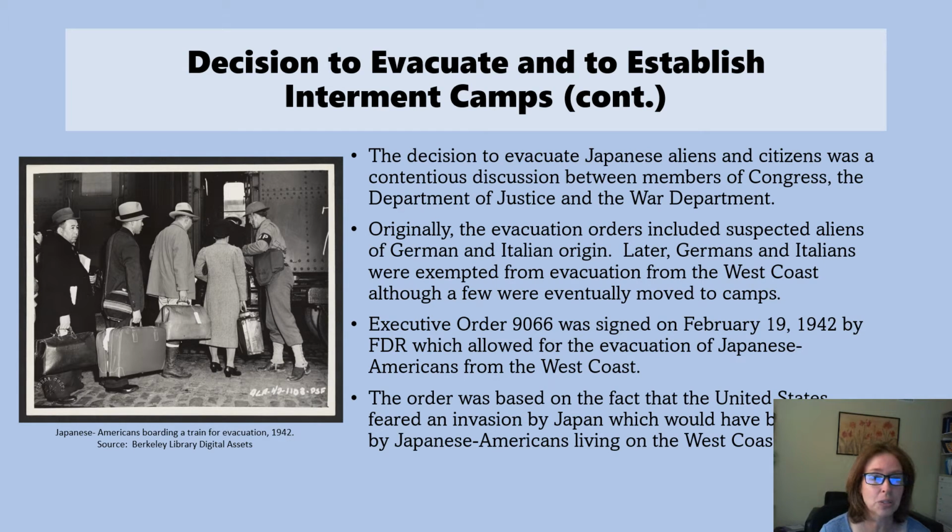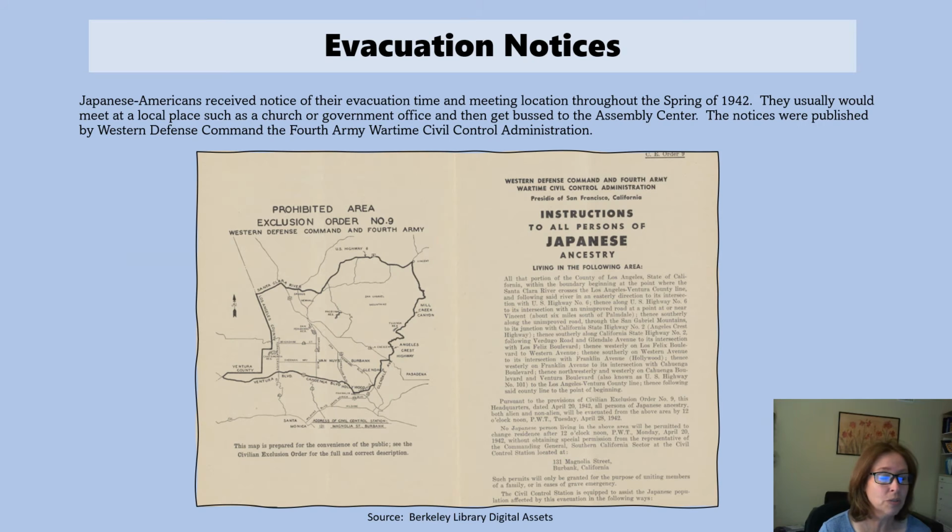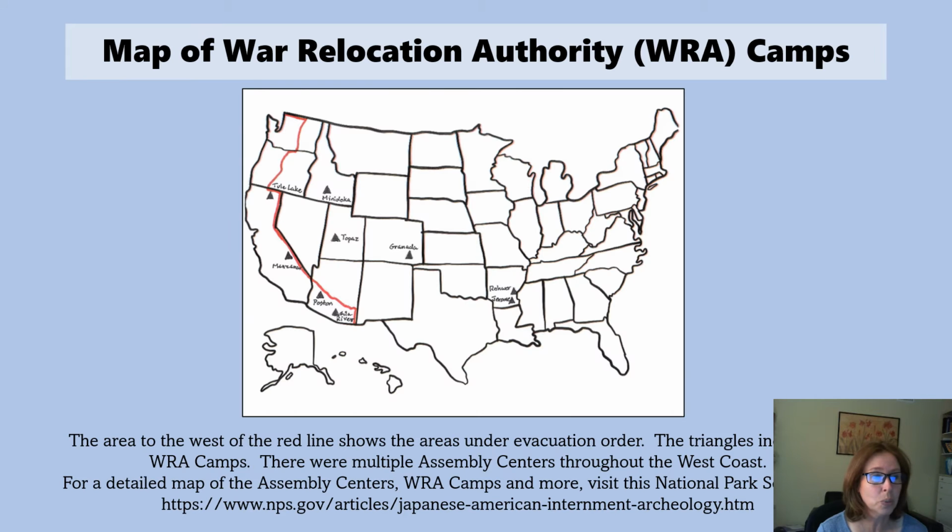Here are more pictures of that situation. They were compliant and obedient, and they were trying to make the best of it, but it was certainly not constitutional. The evacuation process was quick, swift, and very difficult. Notices were put up, and they were sent first to assembly centers, which are not on this map, and then to War Relocation Authority camps, WRA camps, throughout the West.